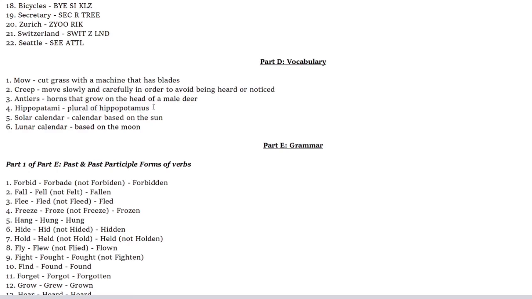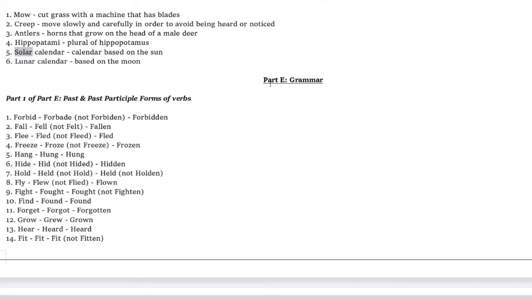Like I said a few seconds ago, some people call it hippopotamuses or hippopotami, both are correct. Solar calendar is based on the sun that we usually use, and lunar calendar is based on the moon. Some countries, well, some cultures, not countries in fact, still use the lunar calendar. Right. So lunar means of the moon, solar means of the sun. Okay, part D, grammar. So we'll do past and past participle forms of verbs.